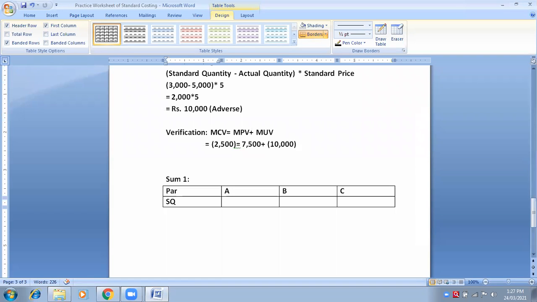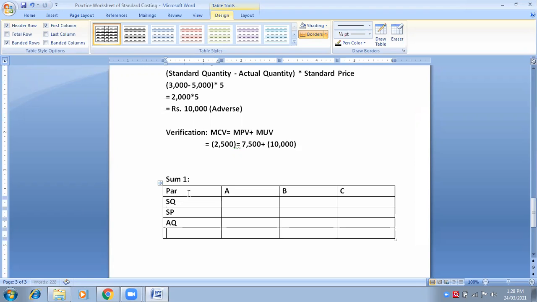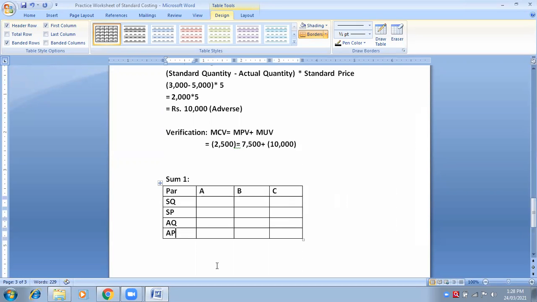SQ, standard quantity. SP, that is standard price. And we want AQ, actual quantity, and AP, that is actual price. Actual quantity, actual price, standard quantity, standard price. These are the things that we need. But 3 of them are not given the way I want. So what will I be doing?